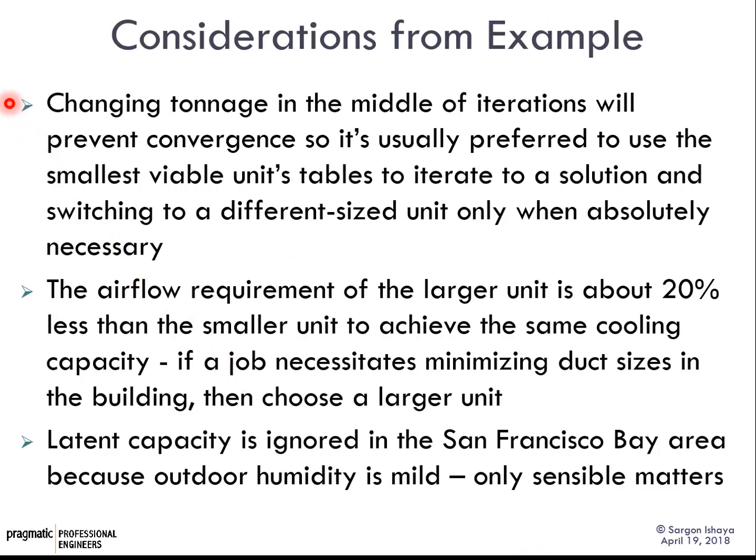So a couple of considerations, some of which I've mentioned. If you change tonnage in the middle of an iteration process, it will take longer to converge because the different sized units will bounce the supply air temperature, if you will, to a different value. So the lesson is to change the unit size during an iteration only when necessary.